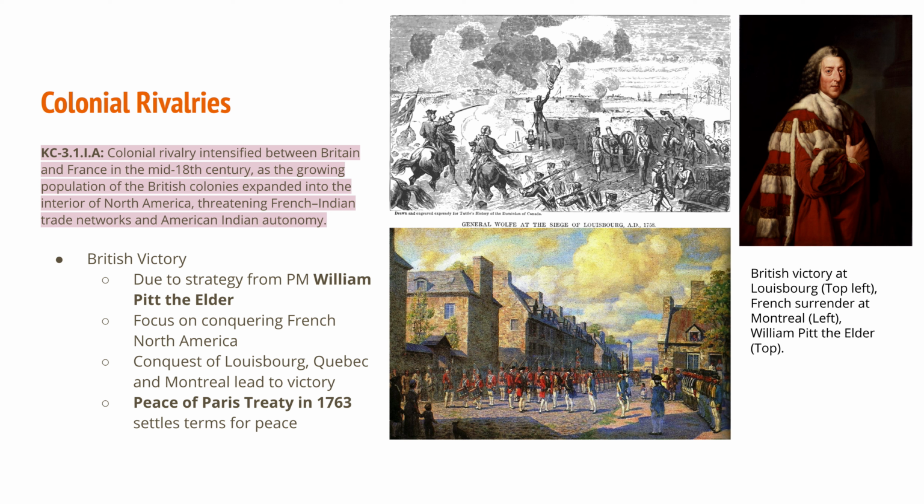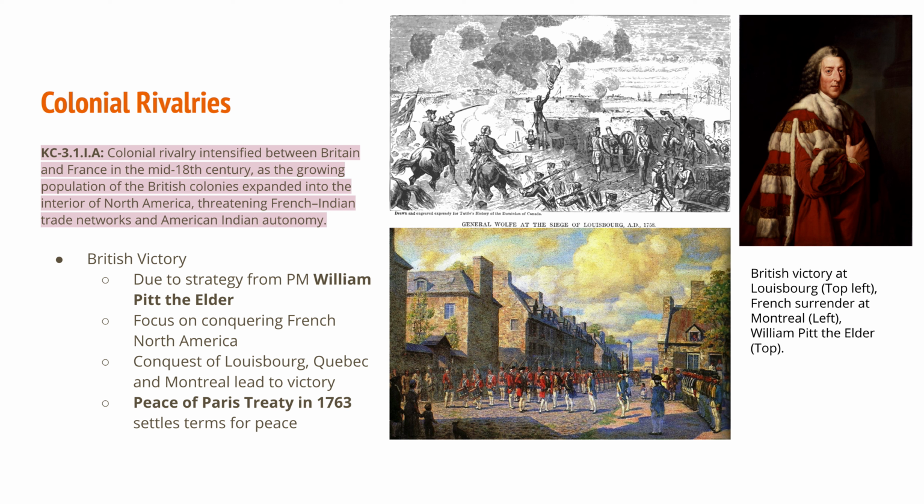Eventually there is a British victory, and that's mostly due to the strategy from Prime Minister William Pitt the Elder. So William Pitt takes over in the midst of the war, and he changes the strategy to trying to conquer the settlements along the St. Lawrence River in French Canada. They conquer the fort at Louisbourg, at Quebec, and then later on to Montreal. That finally leads to the victory.